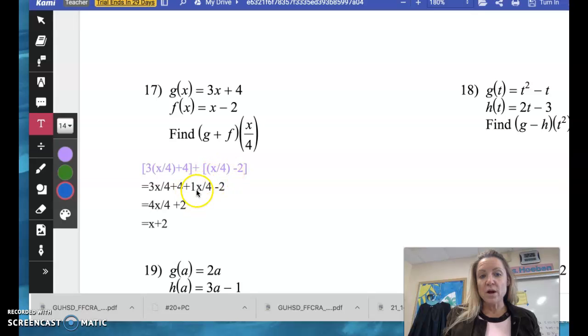I wrote it as 1x just because you're going to see that when I add those two together, you want to think of it as 3x plus 1x. And then the minus 2. So the 3x plus the 1x, or the 3x over 4 plus the 1x over 4 is 4x over 4. And then the 4 minus 2 is just 2. So the 2 I just brought down, but the 4 over x I simplified to x.